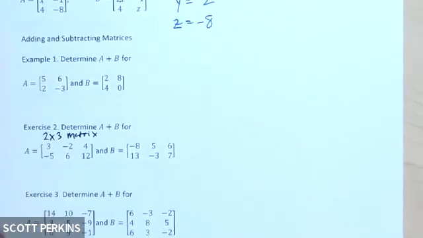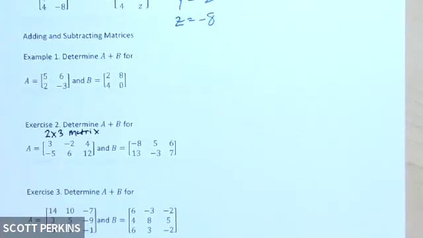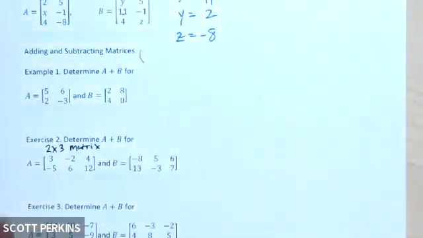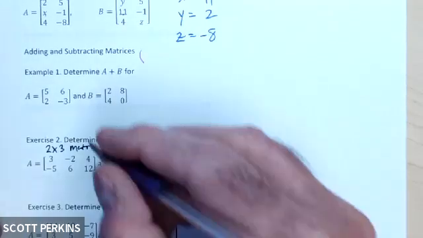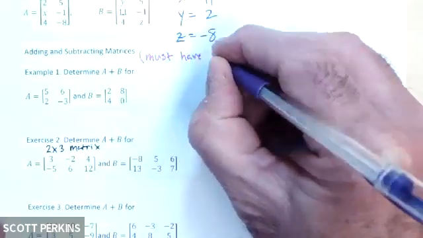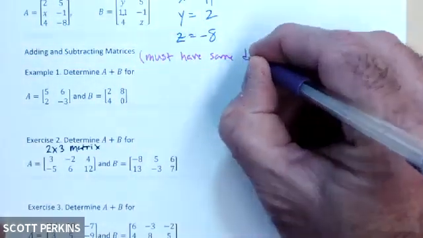So when we go to add and subtract matrices, I'm down in example 1 right now. So when you add or subtract, here is something to note. You can only add and subtract matrices that have equal dimensions. Okay, so you have to have corresponding values to add. So I'm just going to write they must have the same dimensions.